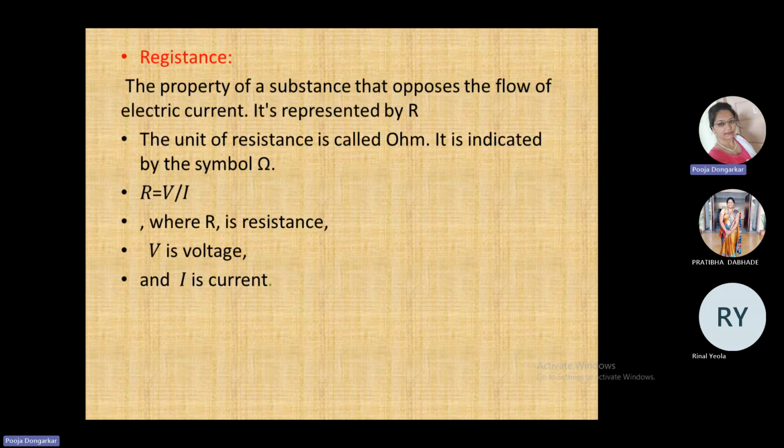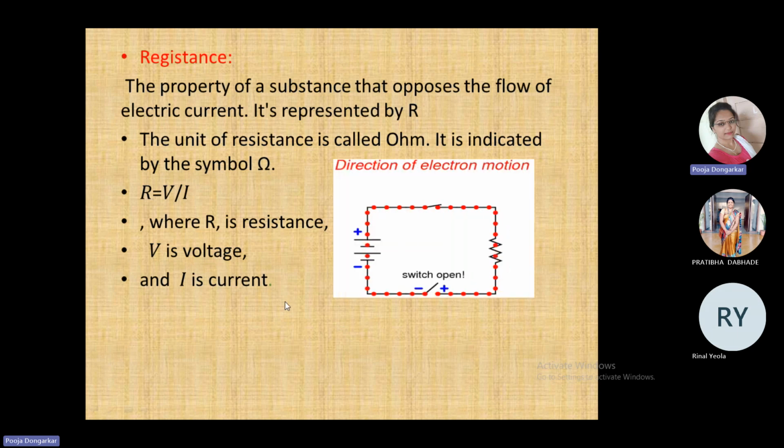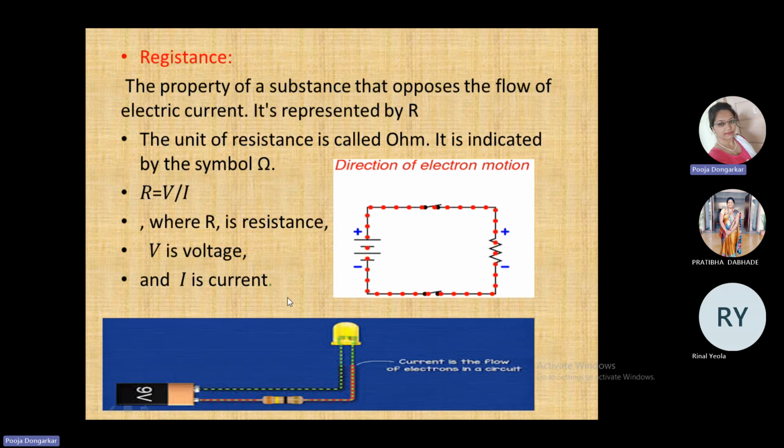Now, what is resistance? Resistance is the property of a substance that opposes the flow. When current or voltage flows, it is opposed. The work of resistance is to oppose the flow of electric current or electrons. It is represented by R. In every circuit, there is a little resistance. The unit of resistance is called the ohm, indicated by the symbol Ω. The formula to calculate resistance is R = V/I, where R is resistance, V is voltage, and I is current.